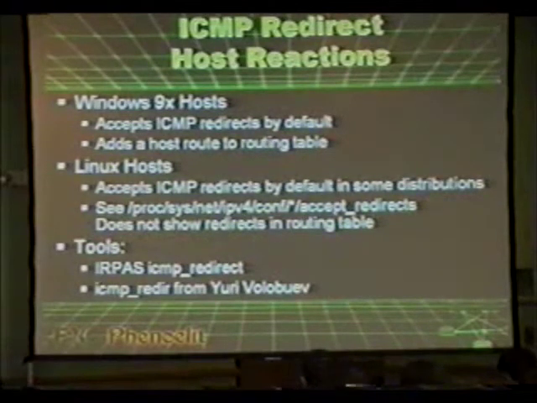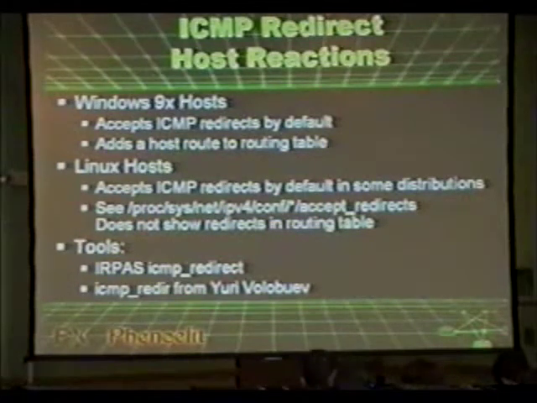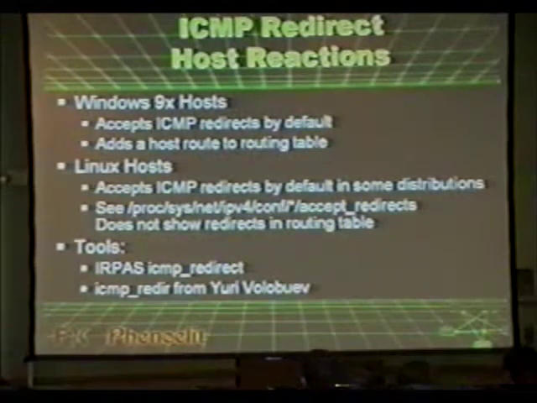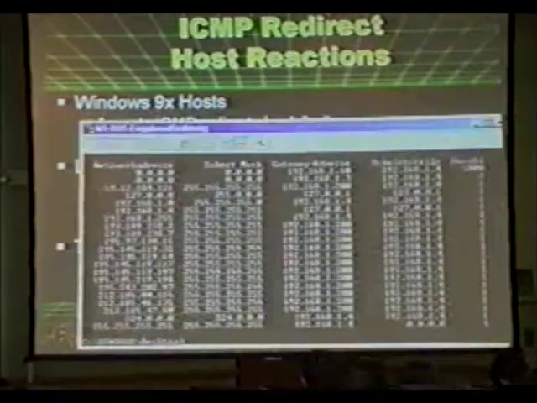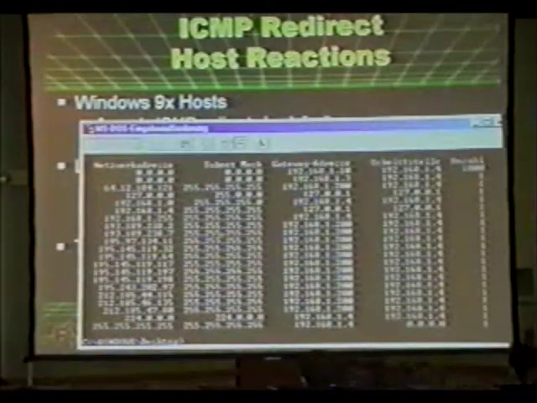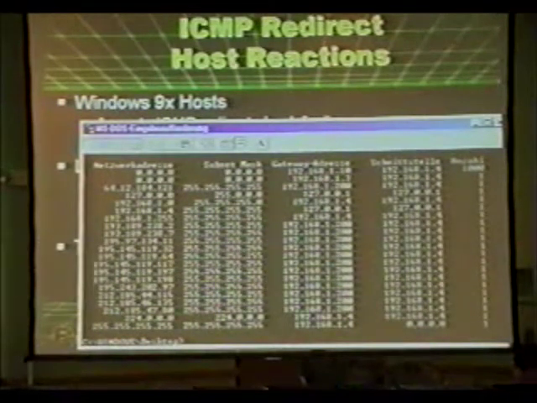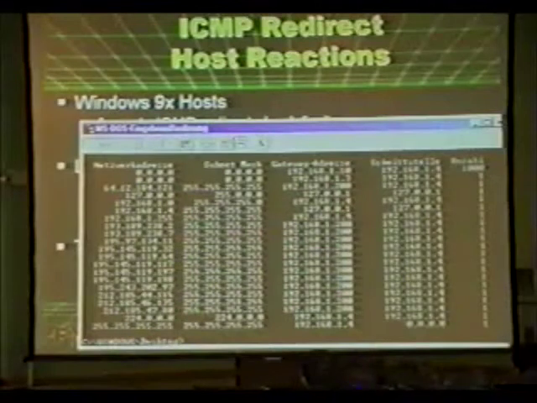So which tools exist? Okay. Because we're speaking about it, we coded one. And there's from Yuri another one, which is basically the original ICMP redirect tool. Works pretty good. So this is how it looks on a Windows system. You might not read this, but you see the pattern. It's all host routing here. It's all 255.